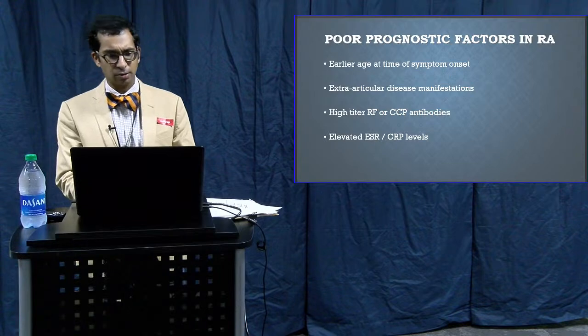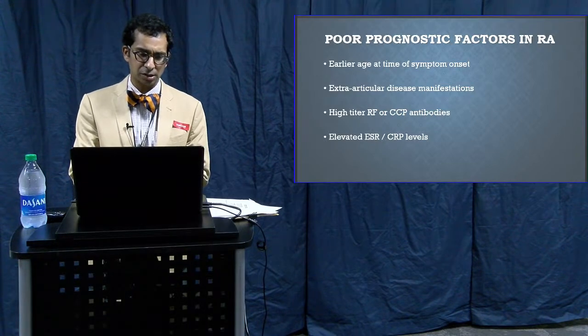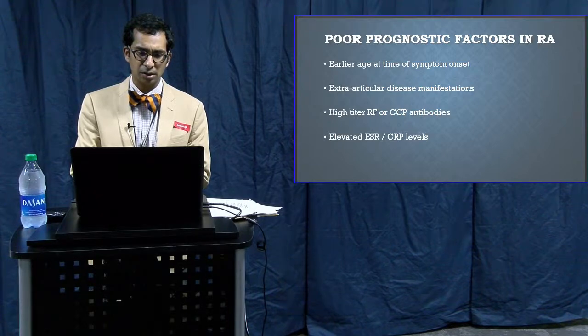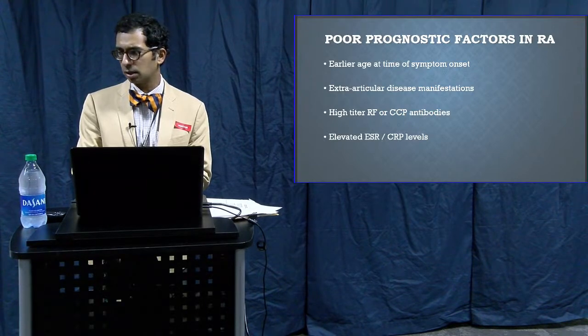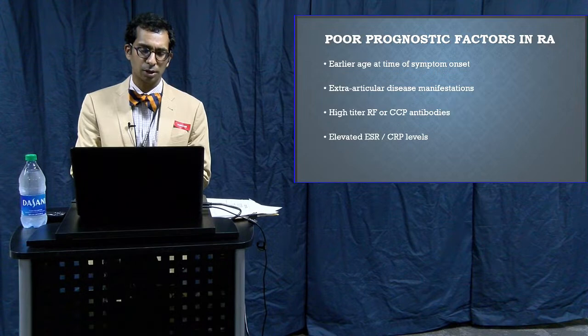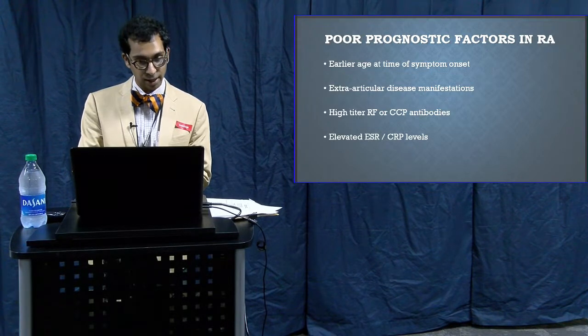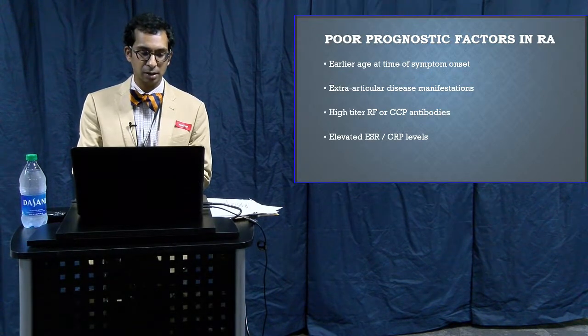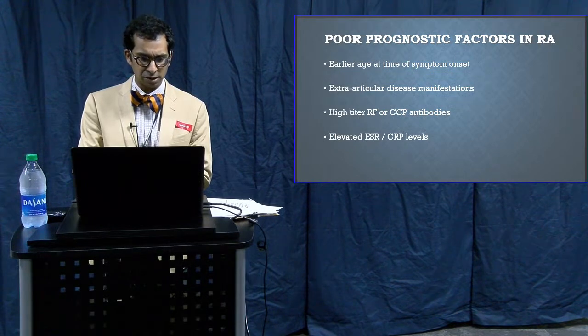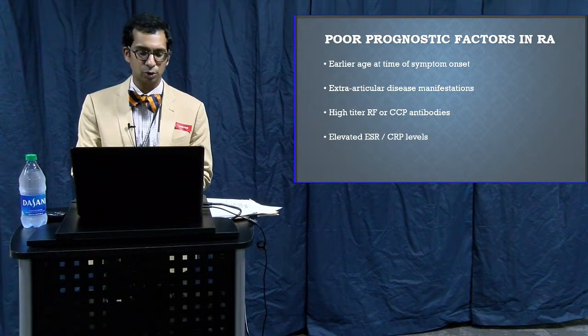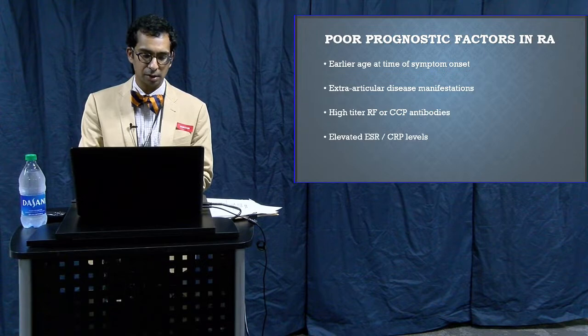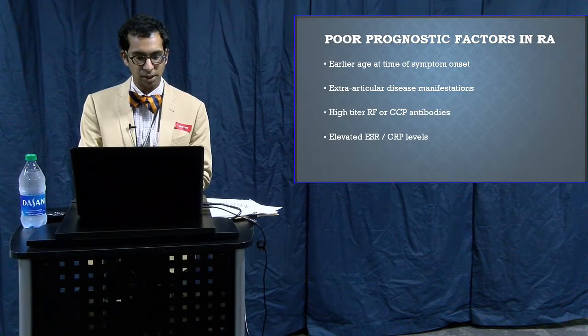We've talked about this previously, but again, just to reiterate some of the factors which lend themselves to a poorer prognosis in rheumatoid arthritis: earlier age at time of symptom onset, extra-articular disease manifestations, high levels of rheumatoid factor and CCP antibodies, and elevated baseline sed rate and CRP levels.